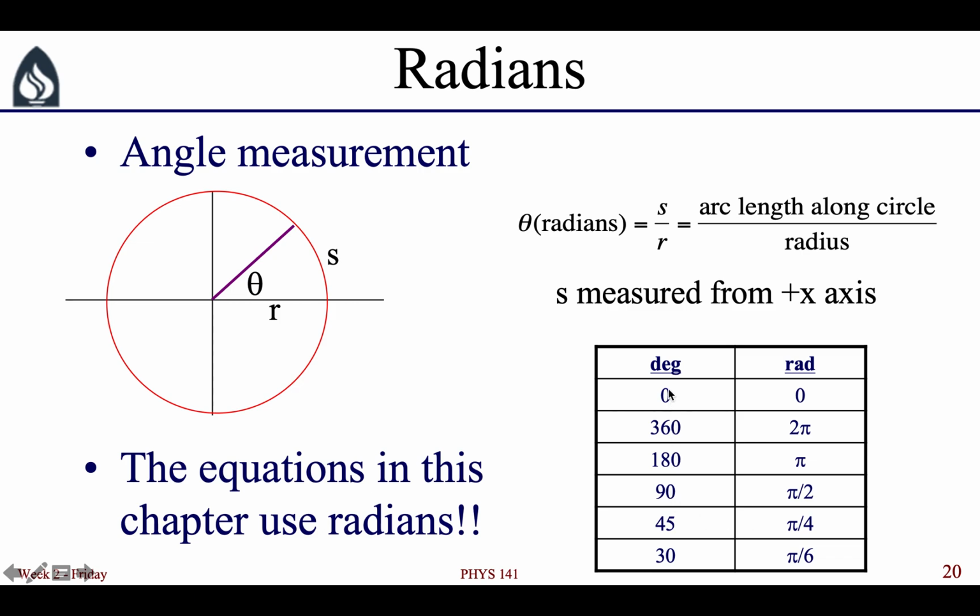Now I always get asked, do we have to memorize this table? And no, you don't need to memorize the table, but you should know one or two equivalent angles on the table. So either remember that 360 degrees is 2 pi, or 180 degrees is equal to pi, and that will allow you to convert from degrees to radians. Now, just a word of warning, the equations in this chapter use radians. We've been dealing primarily with degree angles up until now, but for the equations in this chapter, you need to use radians.